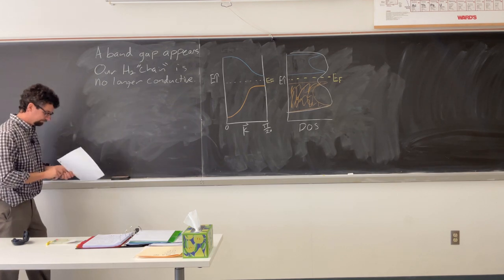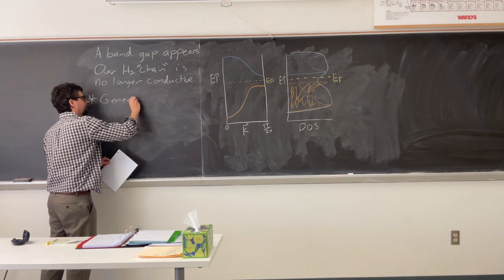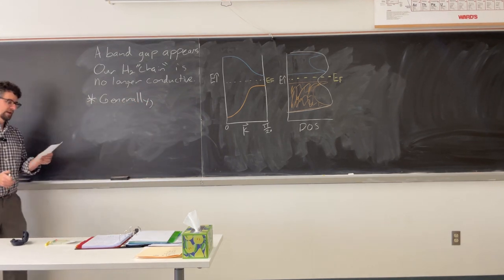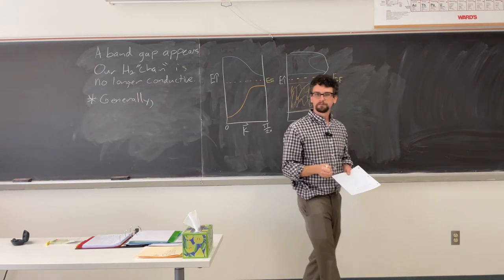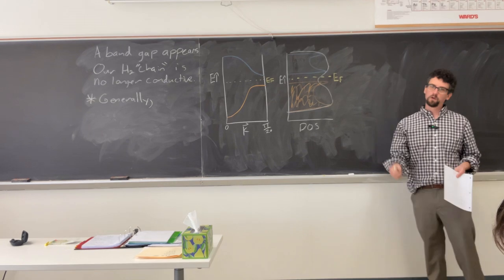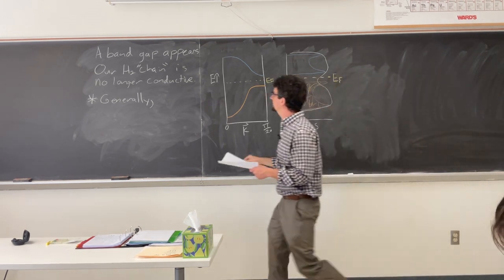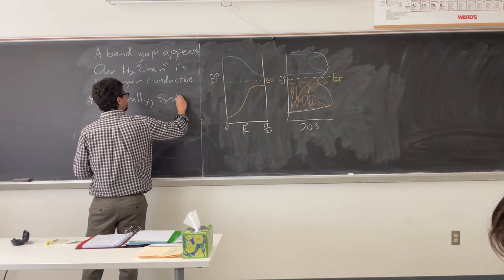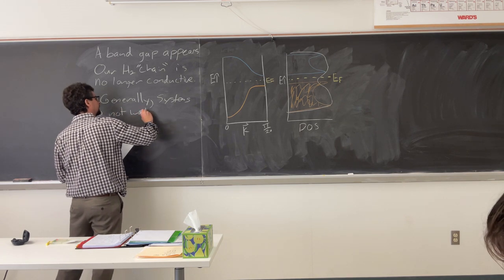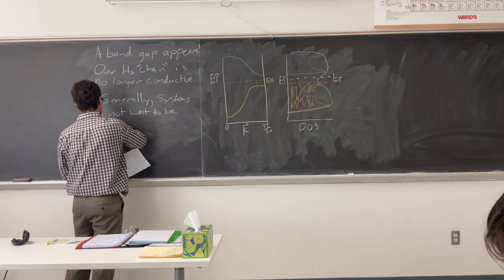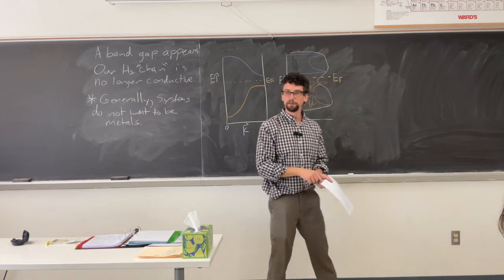General rule, though, which I know I've said a handful of times: systems want to be metals. No. They only are metals because there's no better alternative. So generally, systems do not want to be metals. They do not want to be magnets if they can help it.